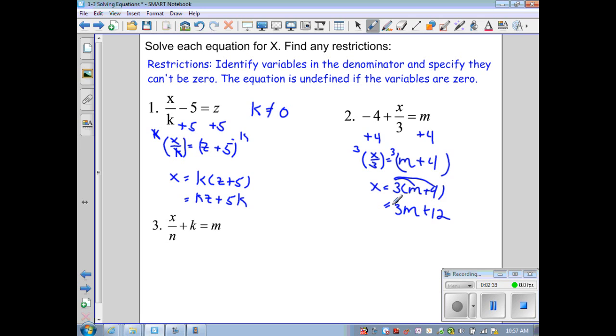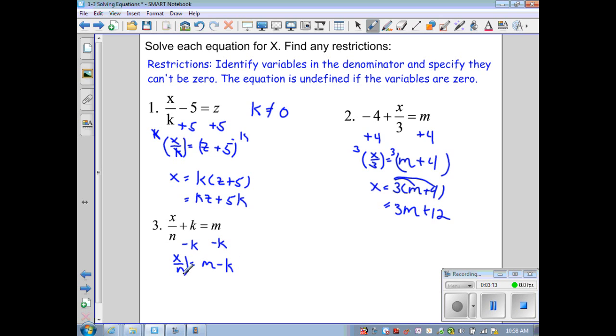Both are acceptable. Now we have to check our restrictions. Our solution has no variables in the denominator, so I have no restrictions here. And up here, I have no variables in the denominator. So on number 2, there are no variable restrictions. Number 3. Again, I have 3 variables, but I'm solving for x. I want to get my variable term alone, so I'll subtract k on both sides. When I do that, I get x over n equals m minus k.